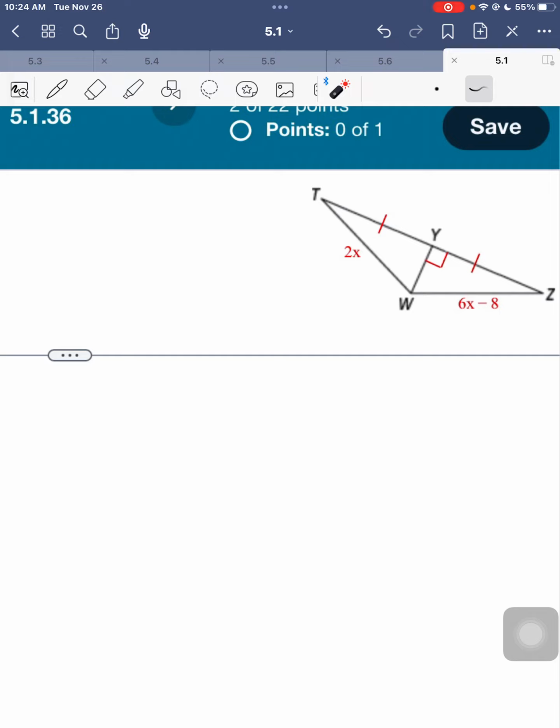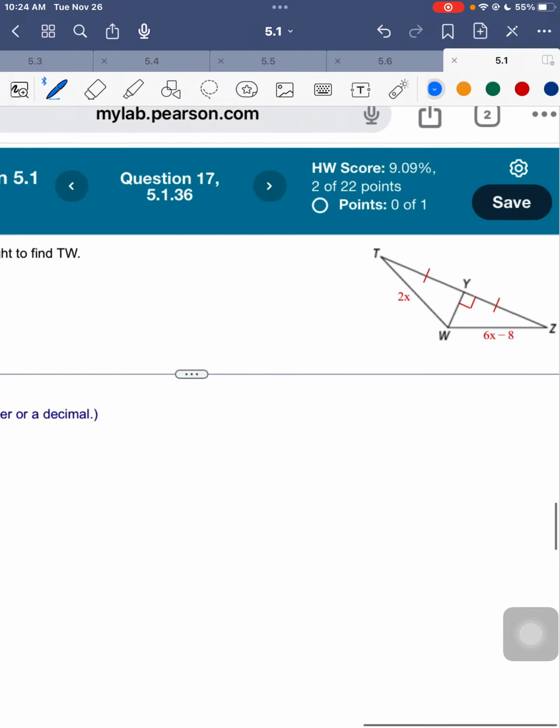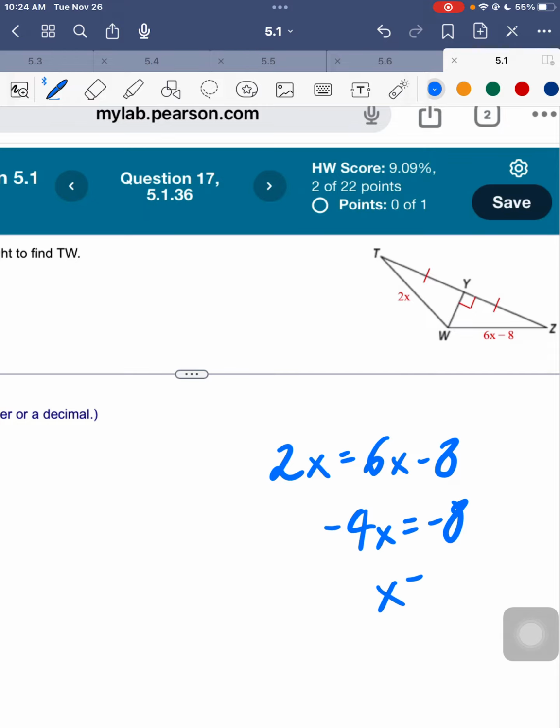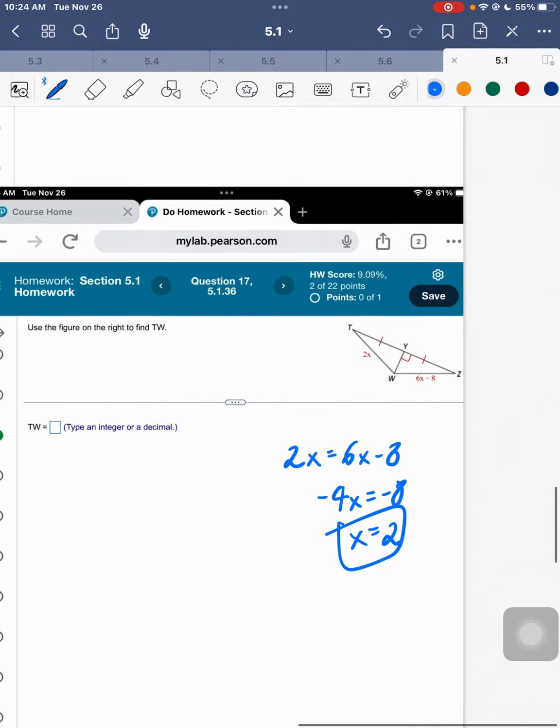Perpendicular bisector. So what do we know about a perpendicular? What do we know about a point on a perpendicular bisector in relation to the endpoints of the line that was bisected? They're equidistant. So we're going to set this equal to this. 2x equals 6x minus 8. So this would be negative 4x equals negative 8. So x is 2. Perfect.